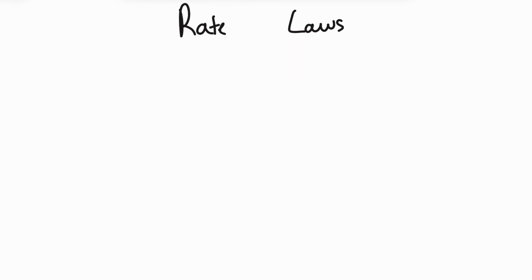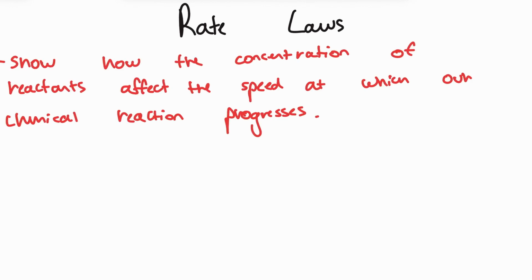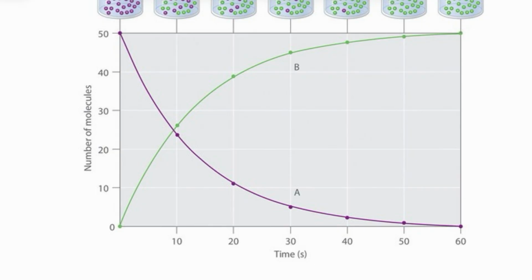When it comes to our instantaneous rates, we can write something called a rate law. And a rate law is pretty much what the first half of Unit 5 is going to be about. So make sure you're paying attention right now. What a rate law does is it shows how the concentration of our reactants affects the speed at which our chemical reaction progresses. Again, if we're looking at this concentration time graph, depending at which time we start at, we're going to be drawing different tangent lines to our reactant curve.